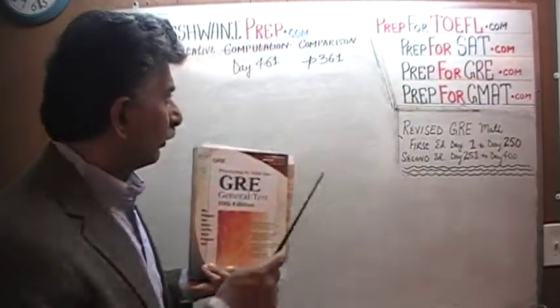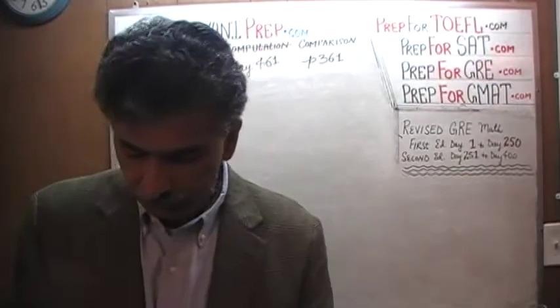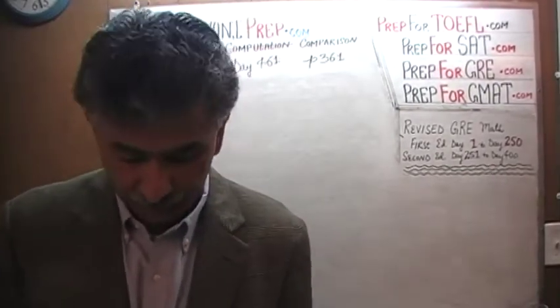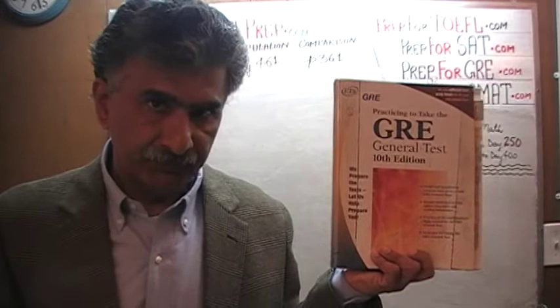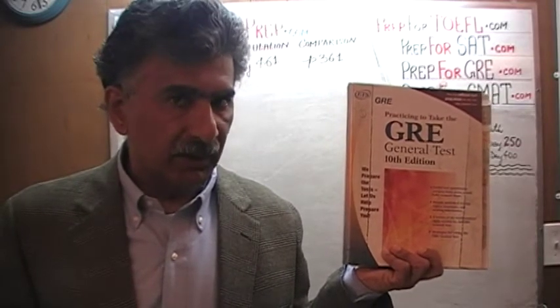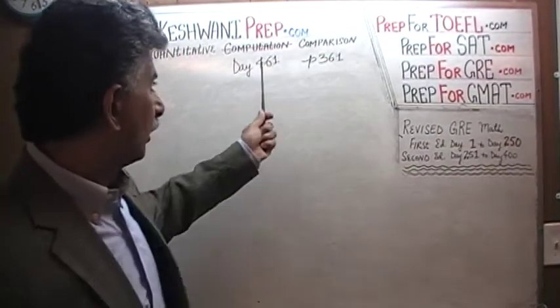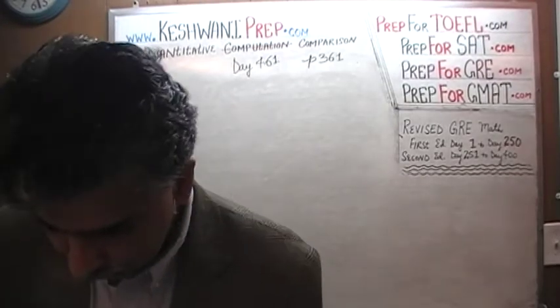Right now, we are on page number 361. Please turn to it. Page number 361, which happens to be the very last test in the book. The book that I just showed you, the 10th edition of the general GRE, contains 7 exams. Today we are starting the problems from the very last exam, the 7th exam, and that will go from day number 461 through 470. Let's turn to it. Enough talk. Question number 1.